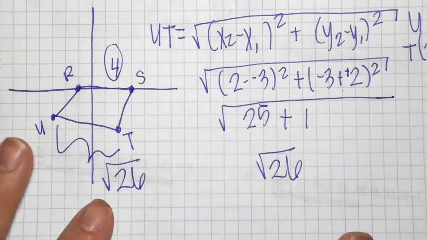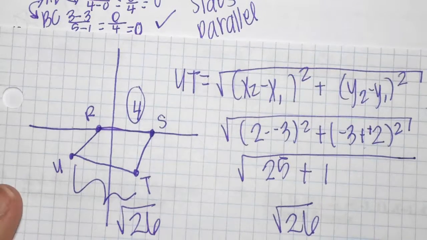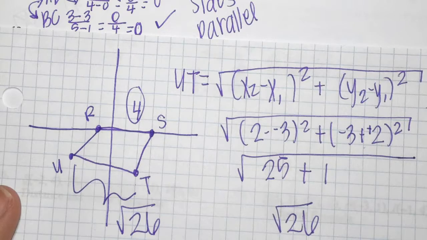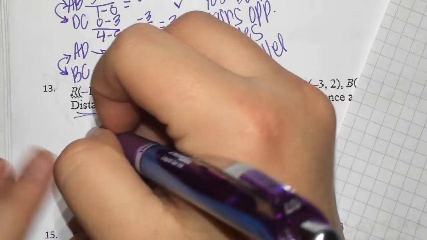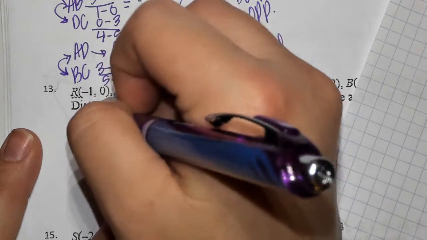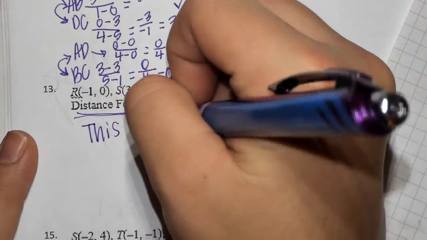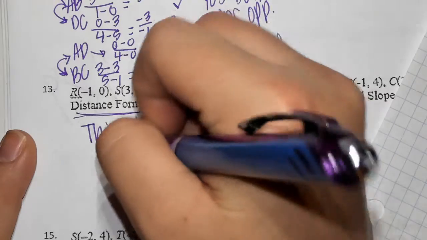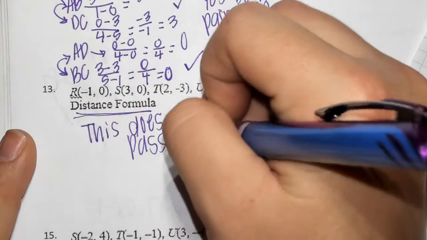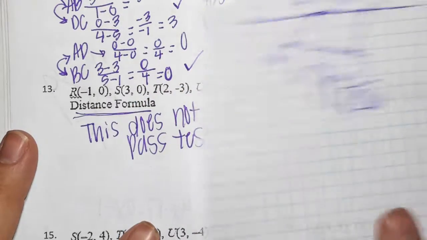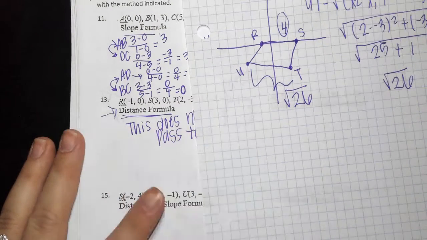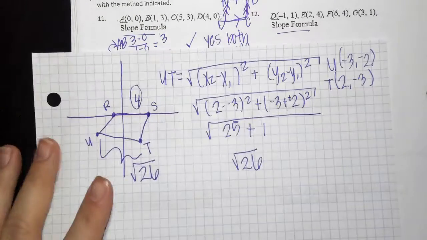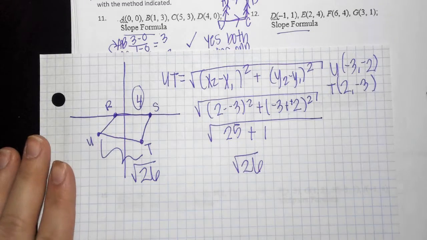Is that the same as 4? Well, what would the square root have to be for 4? 16. Is that square root of 16? No. So, this does not pass any tests. We're just using the test to determine if they pass. But you have to use it by what they tell you to use. They told us to use distance. I saved some time by only doing the distance formula once.